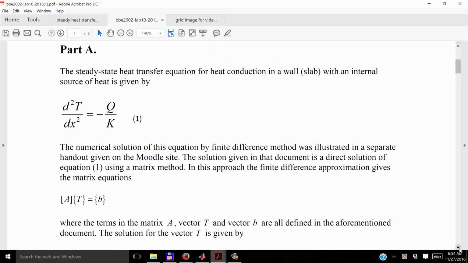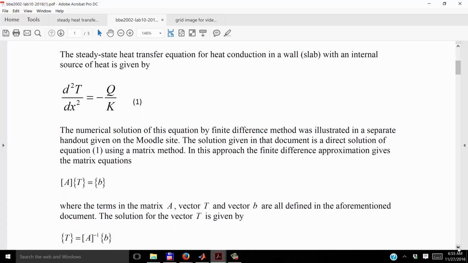and as explained in the handout that was posted on heat transfer by the matrix method, that document was posted on the Moodle site. We take this equation and we create a matrix which has the form A times T is equal to B. And the formation of that matrix is the focus of the assignment. That along with forming the vector B and then solving for the temperatures.